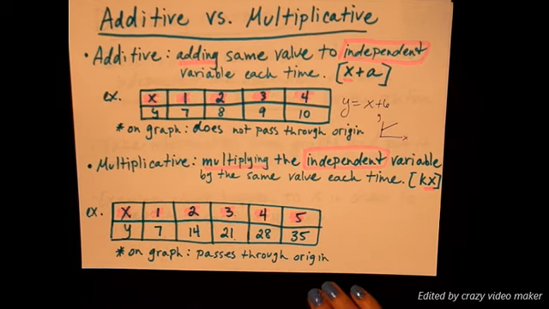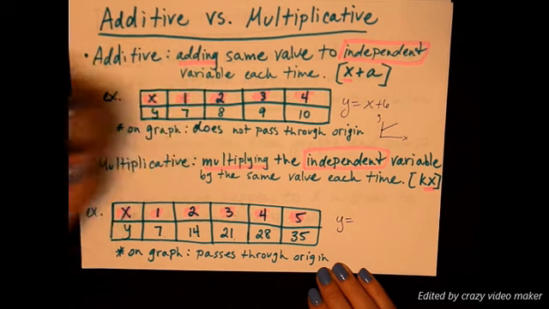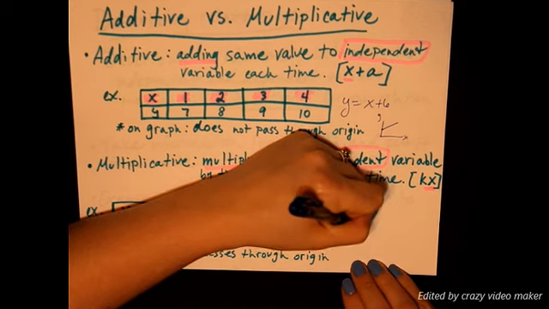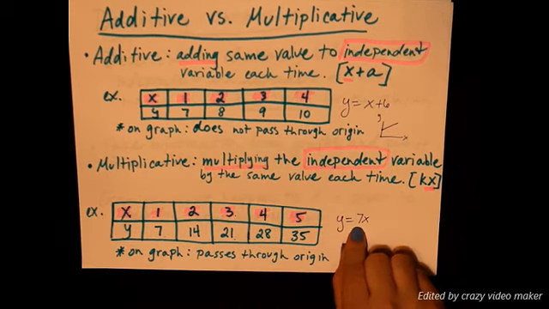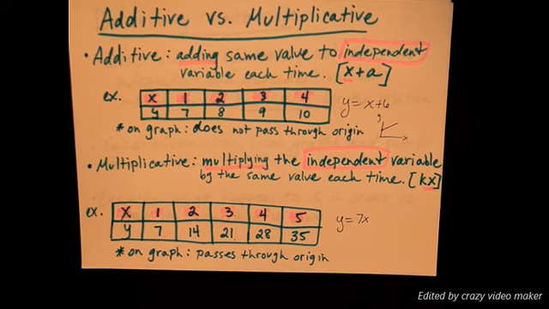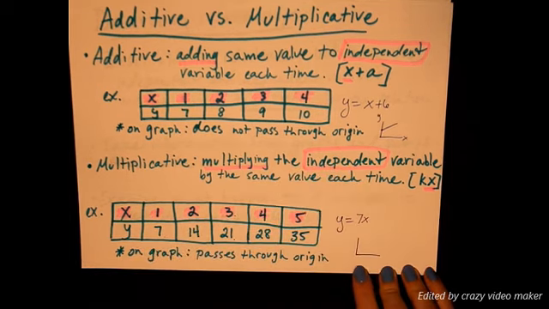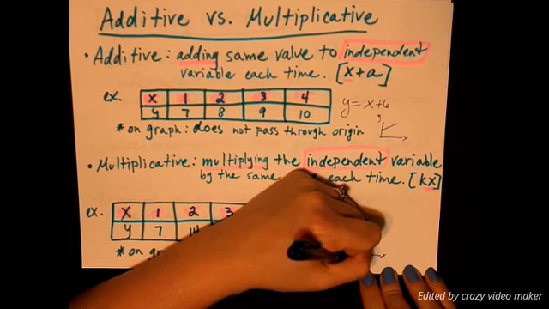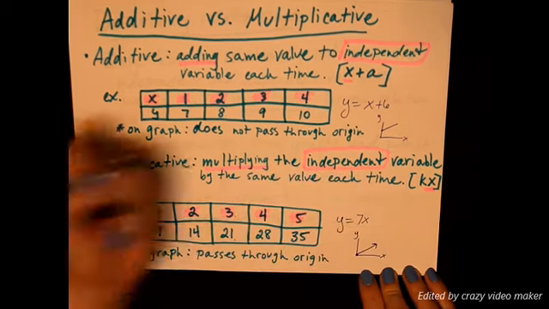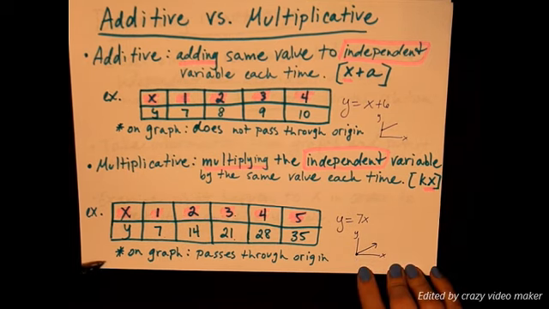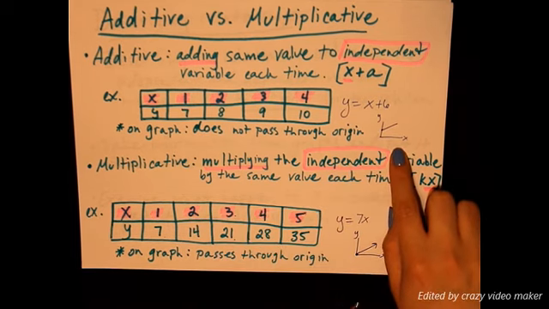So we can see that every time to get y, we have to take our x and multiply it by 7. So you write that as y is equal to 7x. Whatever you're multiplying the x by goes in front always. And if you were to see this on a graph, you would see that it passes through the origin. So it would look like this. So here's your x and y. It starts right there in the corner and goes from there. So passing through the origin for multiplicative, not passing through the origin for additive.